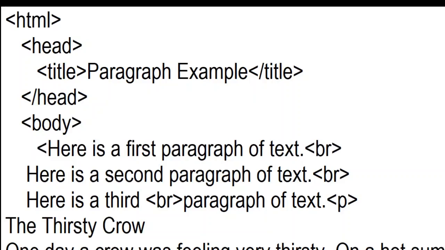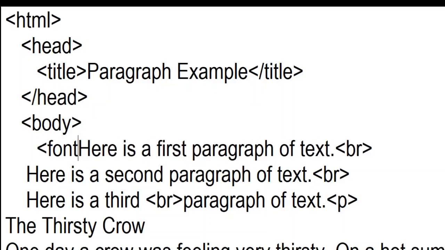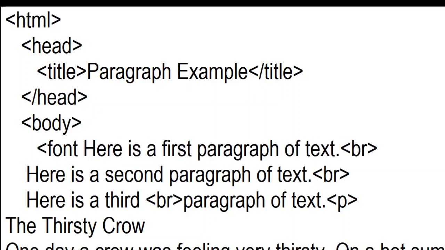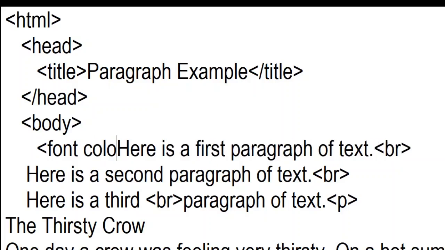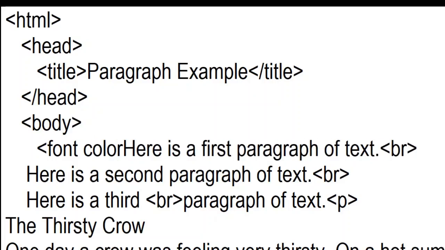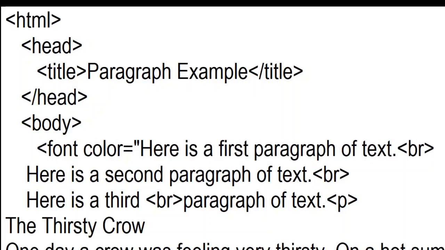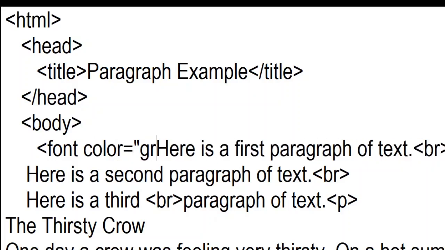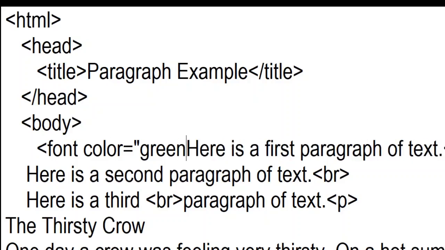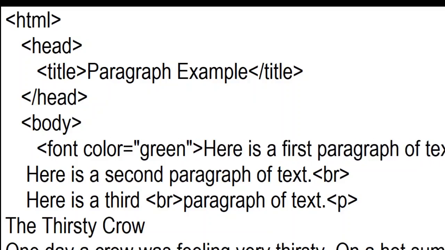We want to put here font. The name of the tag is font. Then write down the attribute name. For example, color is our attribute name. Here we can write down color is equal to, for example, we want this line's color to be green. Then write down green here, inverted commas close, and then close this bracket. After that, for example, we only want this line, then you can close the font tag here.